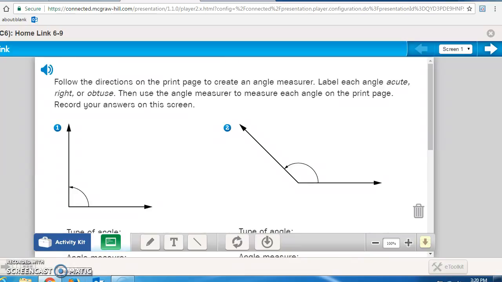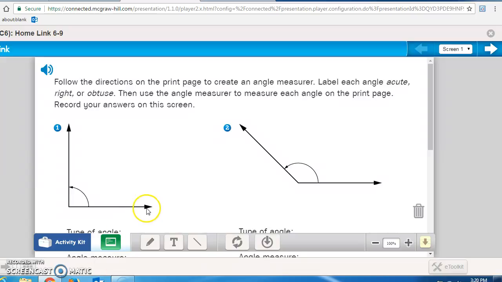The final assessment for this lesson is Math Masters, page 242. It says, cut out the angle measurer and use a pencil to poke a hole through the center. Label each angle either acute, right, or obtuse, and then use the angle measurer to measure each angle.